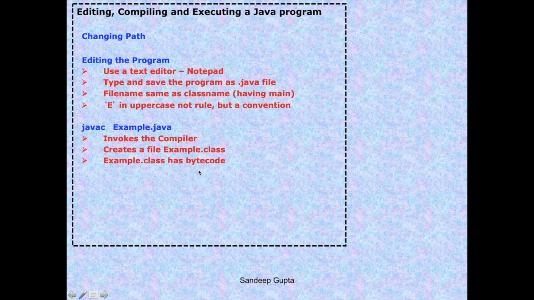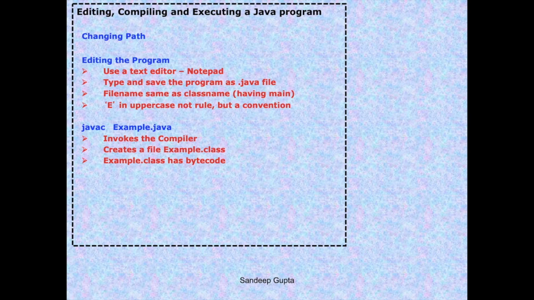So this is all about editing the Java program. Editing basically means typing, cutting, pasting, saving and all that. Once the editing is done, on the command prompt you will give the command javac Example.java. C stands for compiler. This command invokes the Java compiler. The Java compiler creates a file Example.class and this file has the bytecode in it.